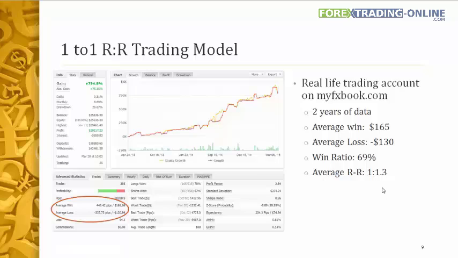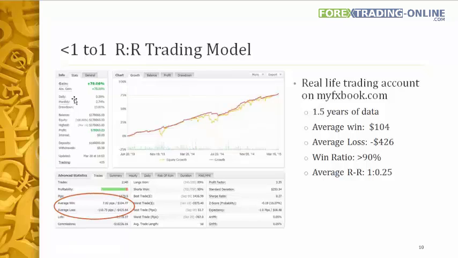Now this is, like I said, a real life trading account on myfxbook.com with 2 years of data. And he has a win ratio of 69%. Right? So at the end of the day, you can see that over the span of 2 years, he's been employing a 1 to 1 risk to reward ratio, and he's been profitable. Right? He has increased his account by almost 800% in 2 years. So this is basically a 1 to 1 system.